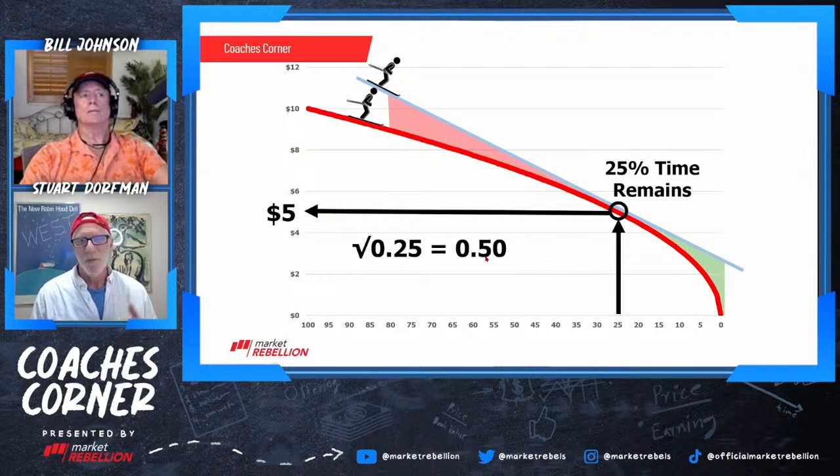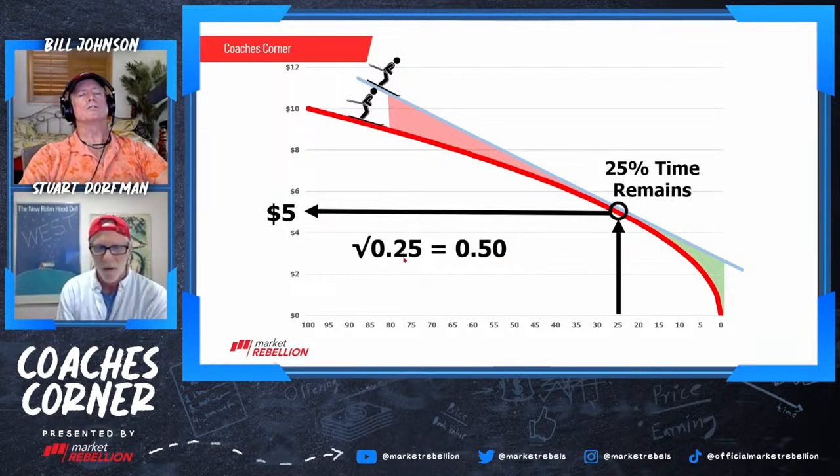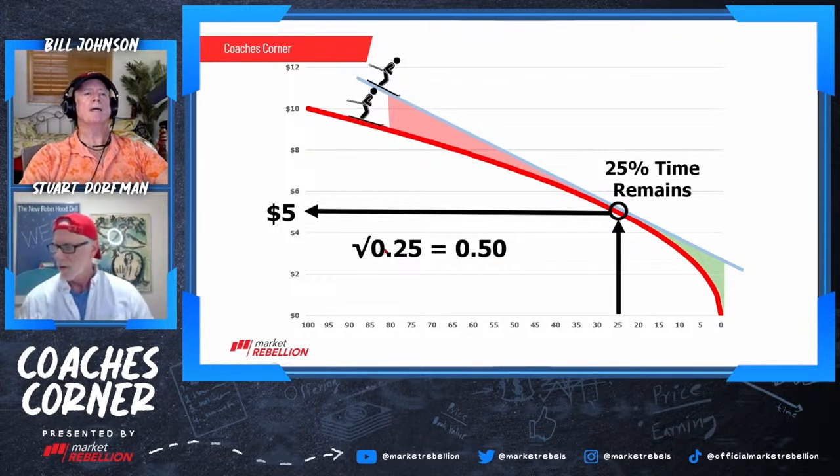But that's also assuming that everything is equal, which is, of course, never going to be the case in real life, which is where you get these variances from. Of course. Yeah. But what we're saying is that if 25% of the time remains, half of the option's value remains. And so we can see it here. We started off at 10, we're at 5.